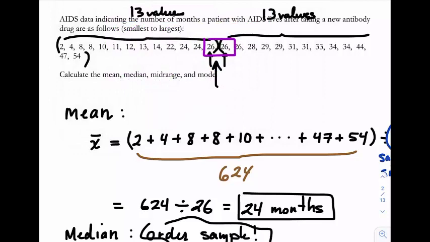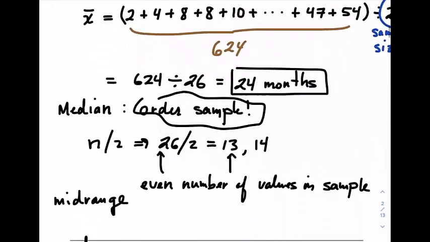In other words, I'm saying take the 13th value and average that with the 14th value here. So simply this math is going to turn into 26 plus 26 divided by 2. So again, if you have an even list of numbers, average the middle too.